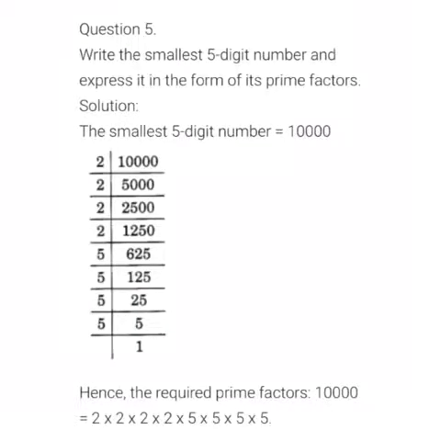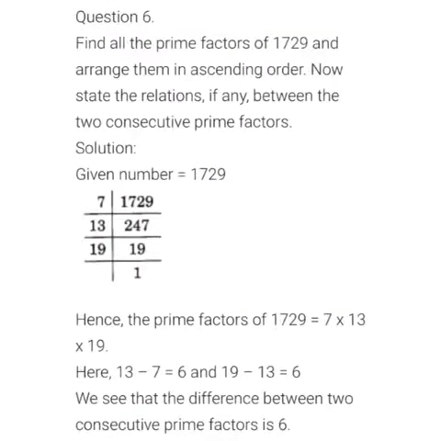So when we are finding out factors of 10,000, we get 4 times 2 and 4 times 5, which are prime factors of 10,000. Hence the required prime factors of 10,000 are 2 multiplied by 2 multiplied by 2 multiplied by 2, 5 multiplied by 5 multiplied by 5 multiplied by 5. That means 4 times 2 and 4 times 5. Now children, question number 6.